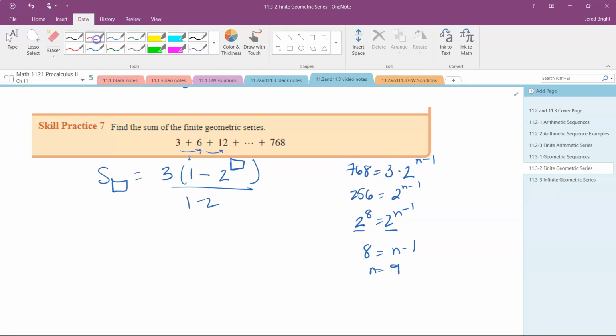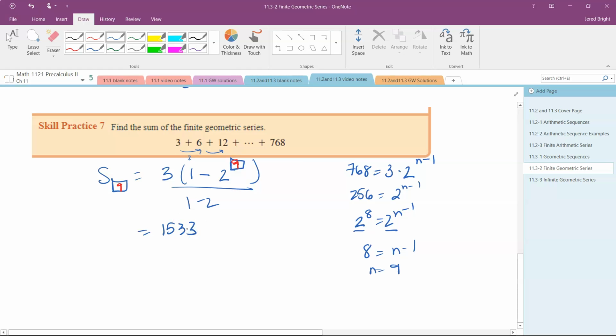So that allows me to say this is the sum of the first 9 terms. That's a 9. And now I can go forward and do the calculation, and I got 1533.